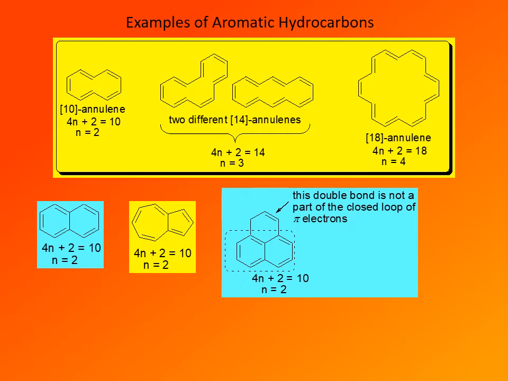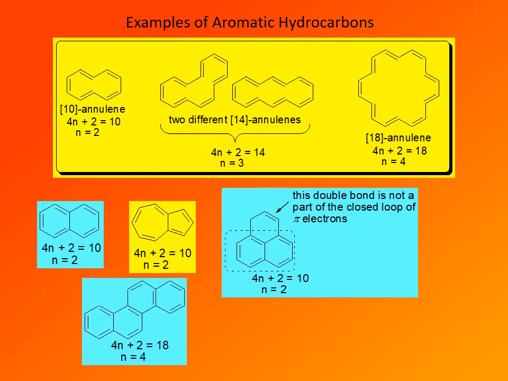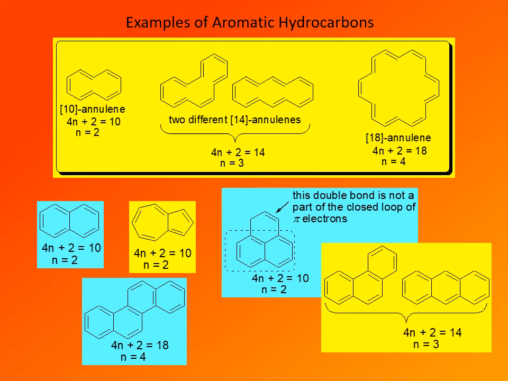So this system is aromatic. There are only 5 delocalized double bonds in a ring, and so 4n plus 2 equals 10, n equals 2, that's an aromatic system. Yet another system with 4 fused rings. Again, it is aromatic. There are 18 delocalized pi electrons, so it's an aromatic system.